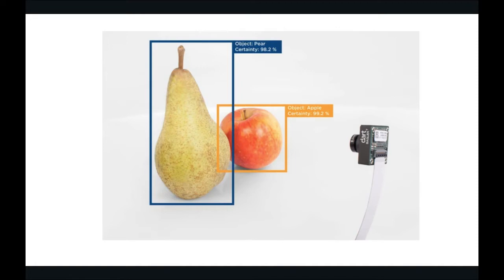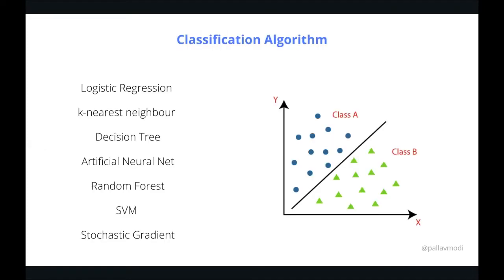Here is a live example of how a camera using an artificial neural network is able to detect a pear with 98.2% confidence, and an apple with 99.2% confidence. Now let's look at the algorithms which help us solve a classification problem.